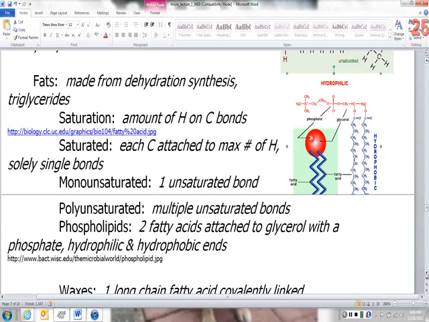Phospholipids consist of two fatty acids attached to a glycerol with a phosphate head on one end. The phosphate end is hydrophilic, while the fatty acid tails are hydrophobic. These are used in cell membranes as a phospholipid bilayer.